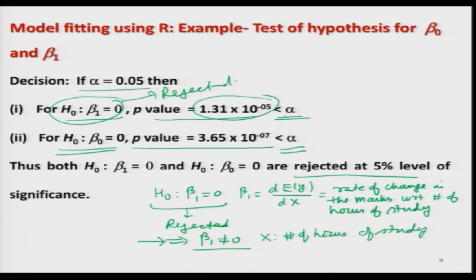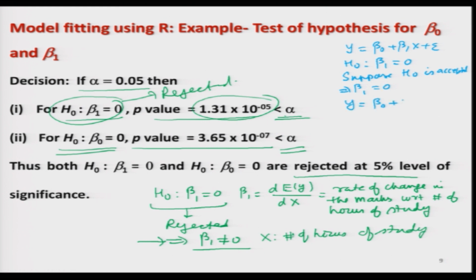So, let me try to take the opposite story here, and I will write it in a blue color so that you can identify it. Our model was y is equal to beta 0 plus beta 1 x plus epsilon. Now, you test the hypothesis H naught: beta 1 is equal to 0, and suppose H naught is accepted. That means beta 1 is equal to 0 in the population. That means my model will be revised as beta 0 plus beta 1 equal to 0 times x plus epsilon, which is beta 0 plus 0 into x plus epsilon, which is beta 0 plus epsilon.